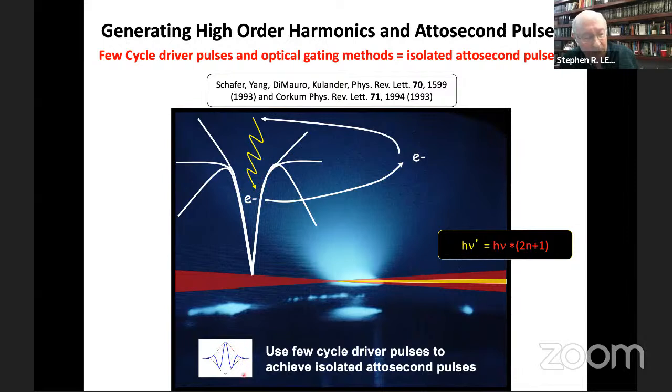Now, if we make the pulses short enough, like shown here, this is what we would call a few cycle pulse, then we can arrange it so that we get only one burst of the high harmonic radiation and therefore make isolated attosecond pulses. If we have longer pulses, then we get pulse trains of attosecond pulses. So what's cool about this method is that we not only make extreme ultraviolet and X-ray photons, but we also can make extremely short pulses by these means.